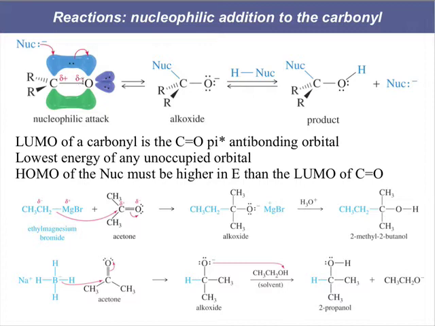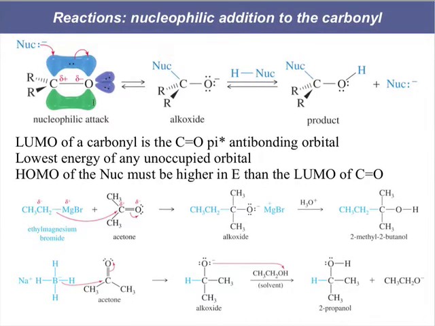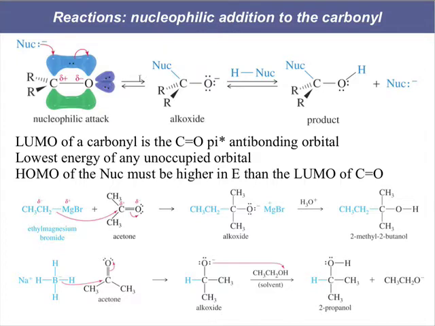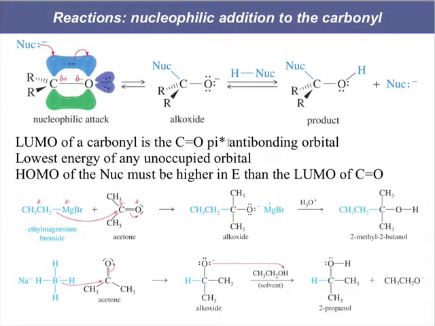Since that orbital is above and below the plane of the sigma bond, it's a pi orbital, the nucleophile can add from the top face of the carbonyl or the bottom face of the carbonyl. That gives us an alkoxide because our leaving group is the pi electrons because we're adding into the pi star antibonding orbital. That gets us an alkoxide, which we could then protonate into an alcohol. That's our typical, say, Grignard addition to a carbonyl.